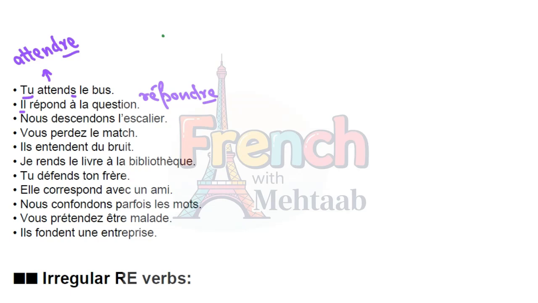Next sentence. Nous descendons l'escalier. L'escalier means stairs. Nous descendons. We are climbing down. So the verb here is descendre. We wanted to conjugate it with nous, so we dropped this re from the end and we have added ons at the end. Nous descendons l'escalier. L'escalier. Okay? Stairs.